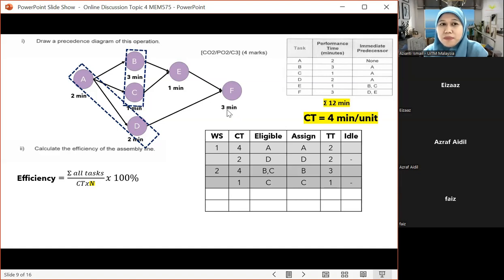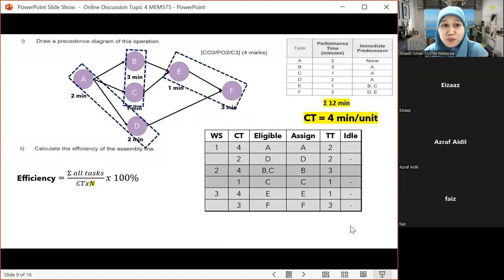So kita tahu ada 3 lah workstation dia. So the workstation ketiga start dengan 4 lagi sekali. Cycle time baru. E dulu. And then baru F. And then tak ada juga. So idle time dia 0. Okay. Kalau idle time 0 ni maksud dia apa? Efficiency dia akan jadi 100%.